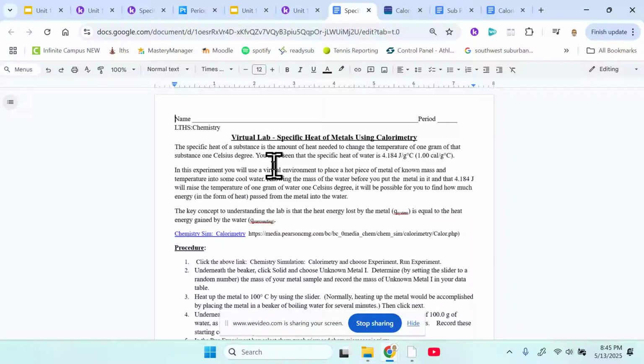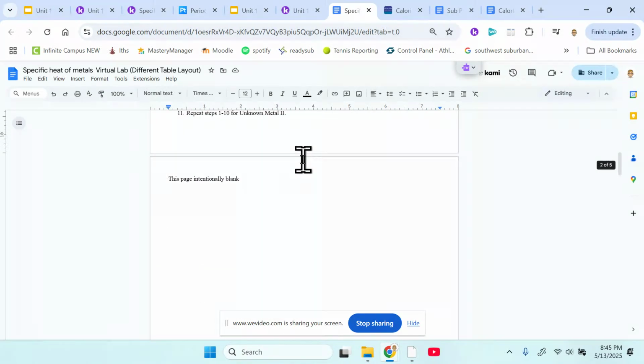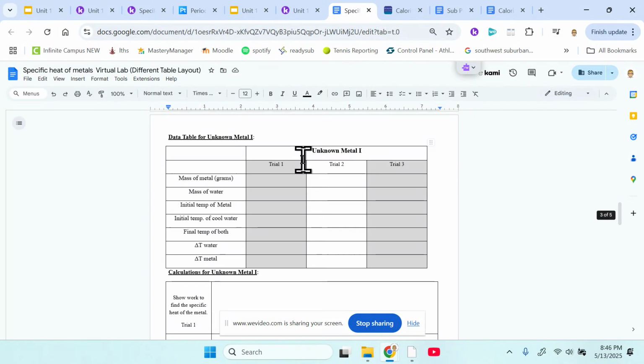Students, please find the virtual lab, specific heat of metals using calorimetry, or using a calorimeter lab. Should be in your packet. Actually, rather no, I am sorry, it is not in your packet. You're going to have to open this one up on Cami. And you're welcome to do the workflow in your packet where you've got room.